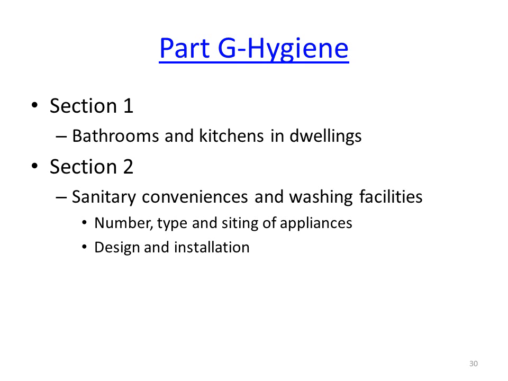Part G is hygiene. Section 1 covers bathrooms and kitchens in dwellings. Section 2 covers sanitary conveniences and washing facilities. Number, type and siting of appliances, design and installation.